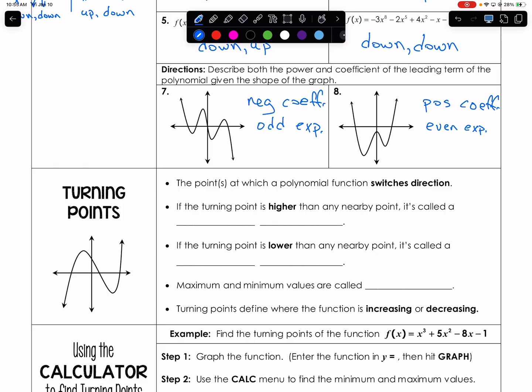Right, so turning points. What is a turning point? Remember I used to like, well, not used to, I still like it. Draw the little roller coaster car. Is this roller coaster car increasing or decreasing? It is increasing. Is it increasing or decreasing over here?